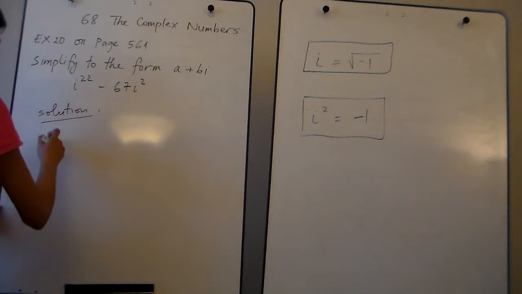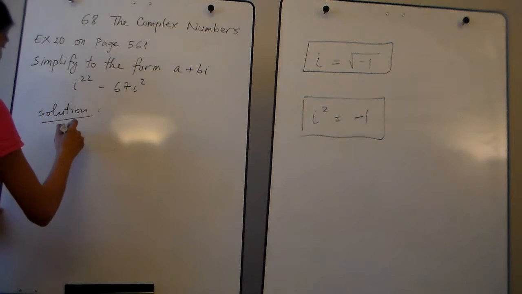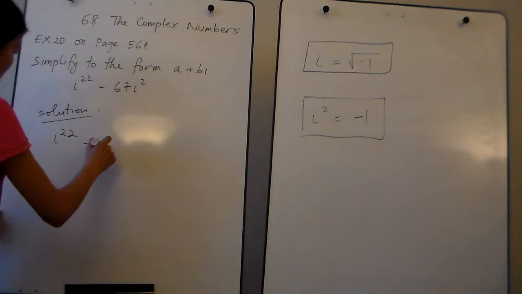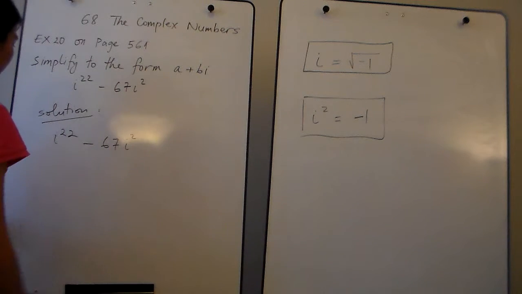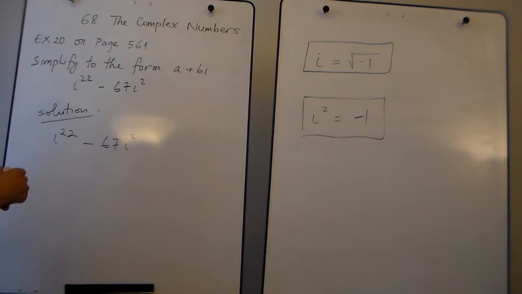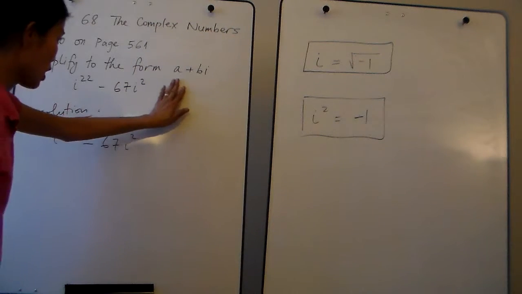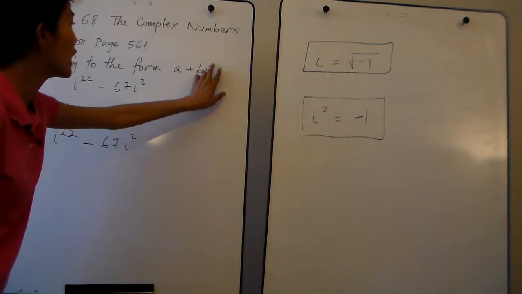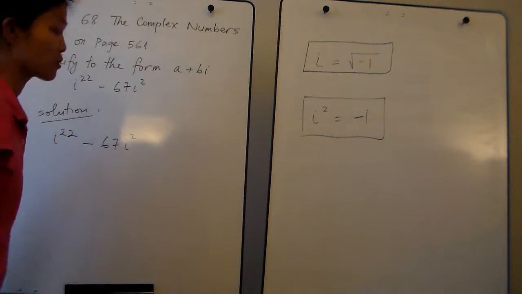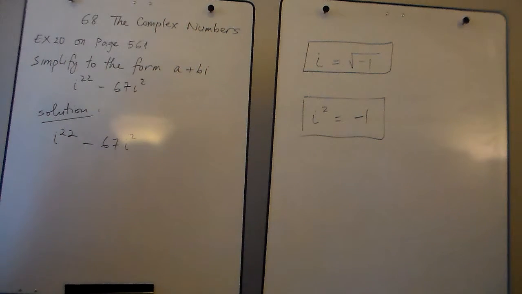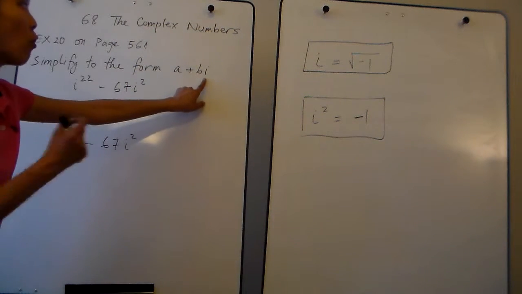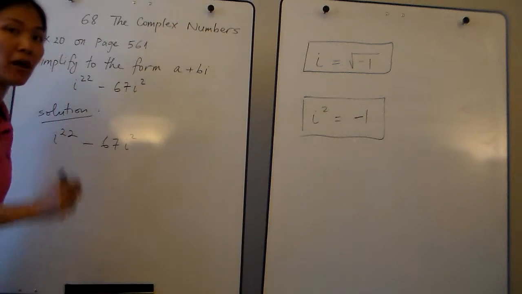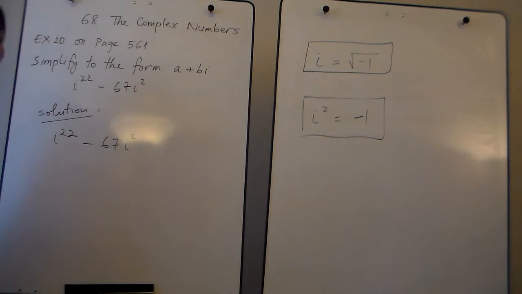Alright, so we're given i to the 22nd power subtract 67 i squared. Now, you're asked to leave the answer with i, where i is just i raised to the first power. There's no i squared, no i cubed, no i to the fifth power, no i to the 22nd power. You only want i.